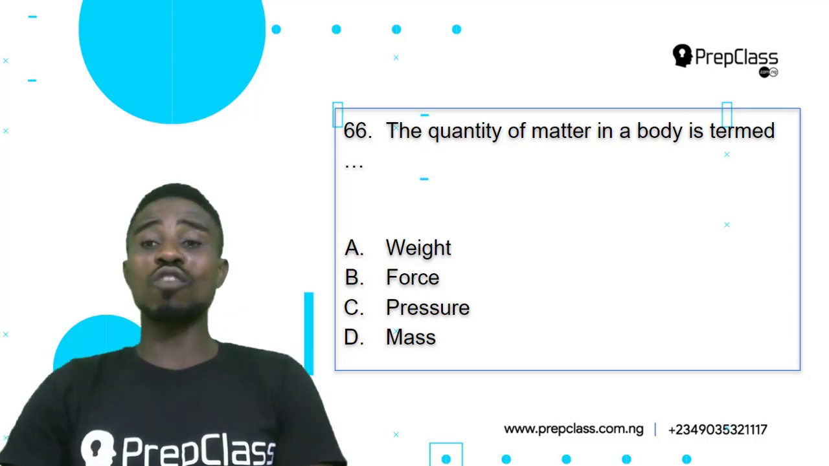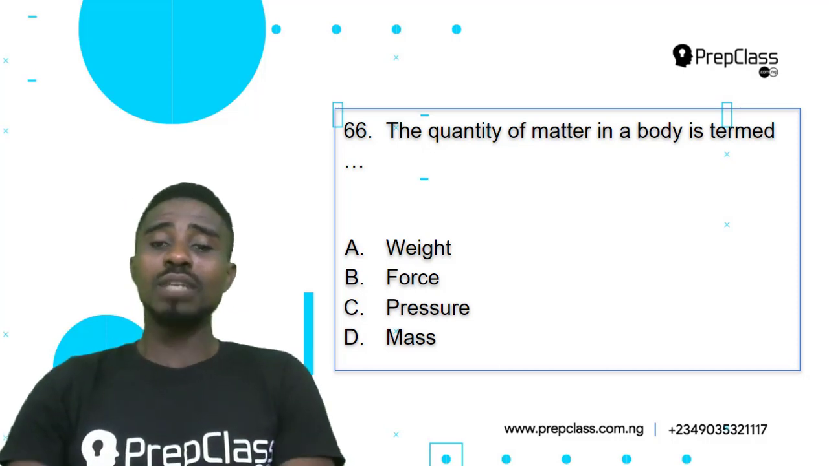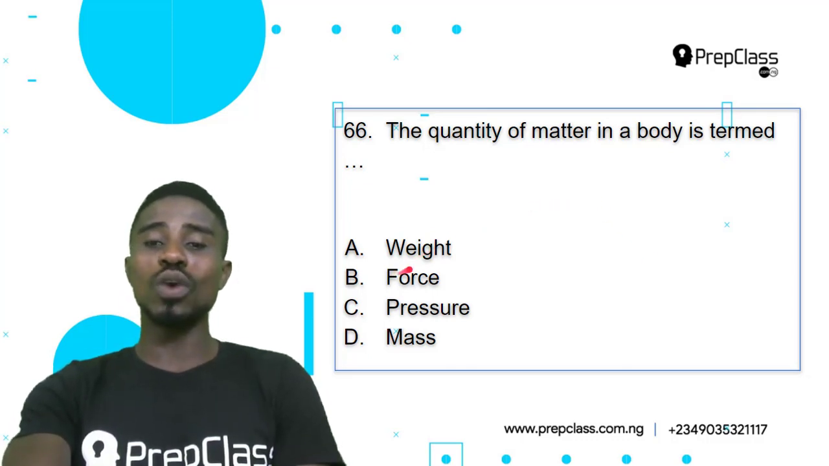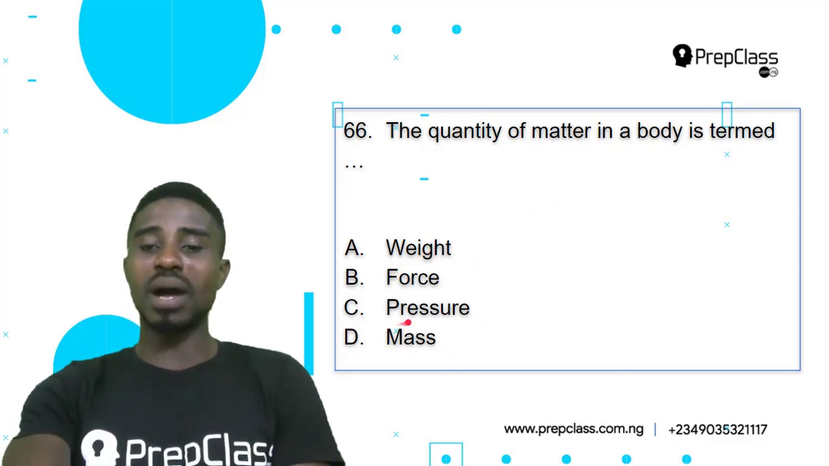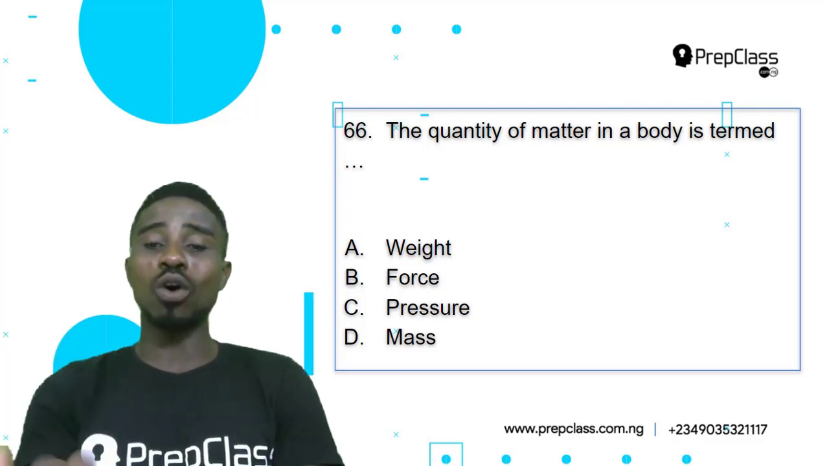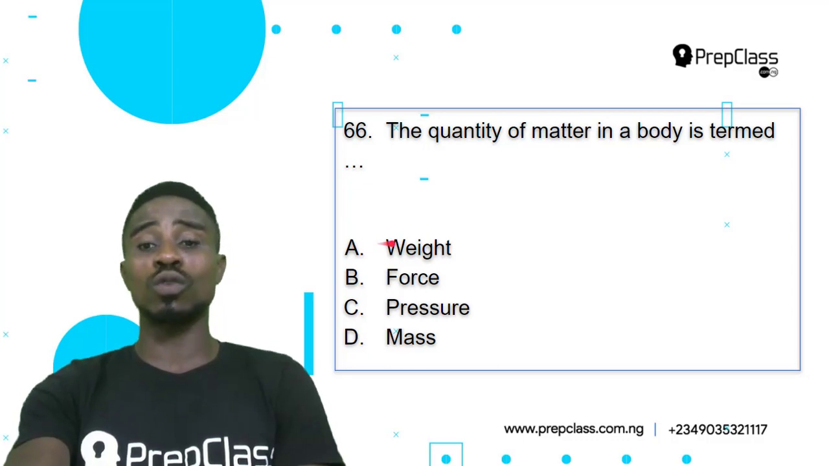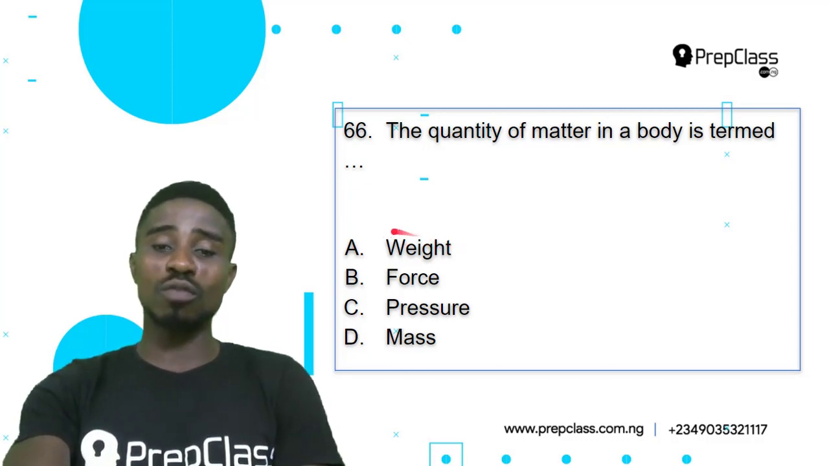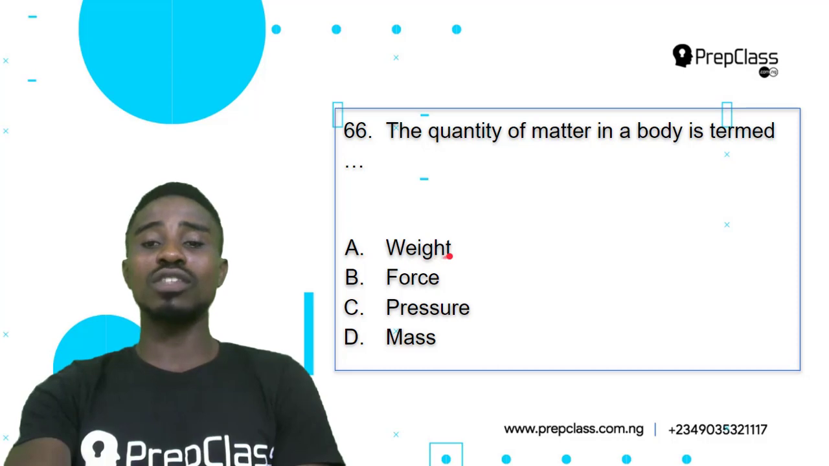Now, talking about the quantity of matter in a body, it basically has to do with the mass. The mass is defined as the quantity of matter in a body. So option D would be our correct answer. It is not the weight, because the weight is the quantity of matter in a body as a result of the force pulling the body downward to the center of the earth, or due to the force of gravity. So weight has to do with the quantity of matter as a result of the force of gravity on the body. So that's the weight.